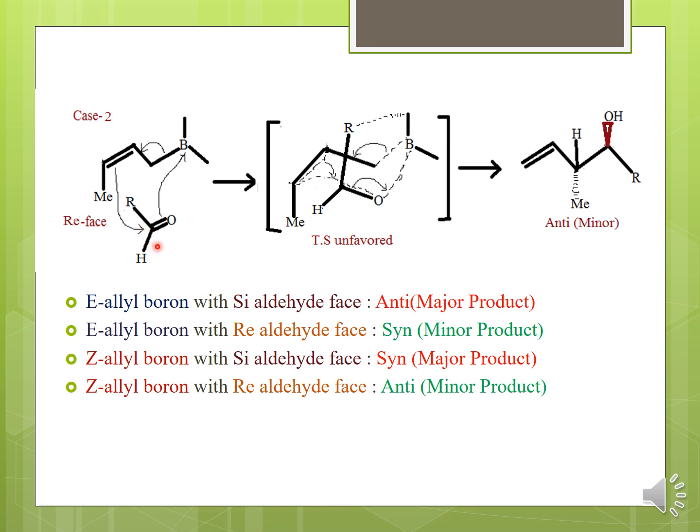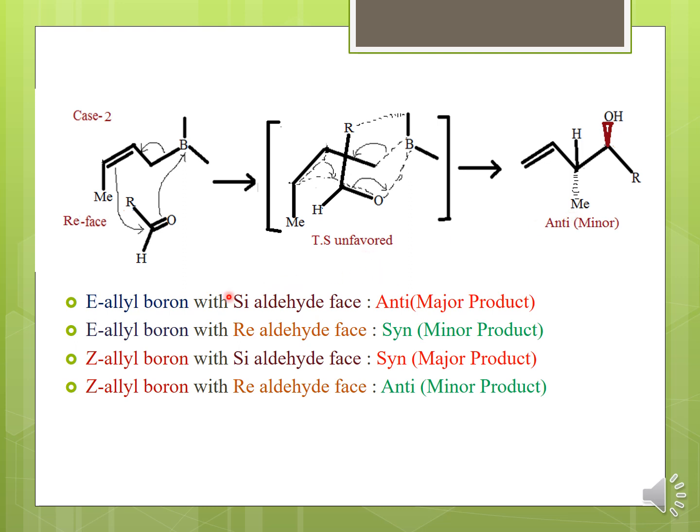If you are taking again the Z allyl boron and then treating it with the Re face of an aldehyde, at that time there is a generation of one unfavored transition state. Okay, this bond shifts over here, it goes and attacks, this bond again shifts, there is a shifting of this alkene bond of your allyl atom which will go and attack the carbonyl compound, and there is a cleavage of your boron moiety, resulting in the anti product, which is your minor product.